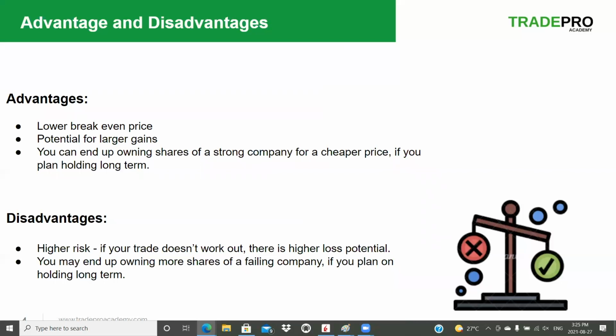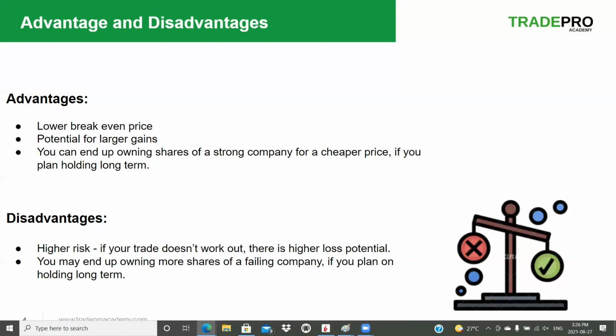So advantages and disadvantages. Advantages, like we said, it has a lower break-even price, there is potential for larger gains, and you can end up owning shares of a strong company for a cheaper price if you plan on holding long term. And then the disadvantages, you're taking on more risk. So if your trade doesn't work out, there's higher loss potential. And also on the flip side, you may end up owning more shares of a failing company if you plan on holding long term. So we don't want that either.